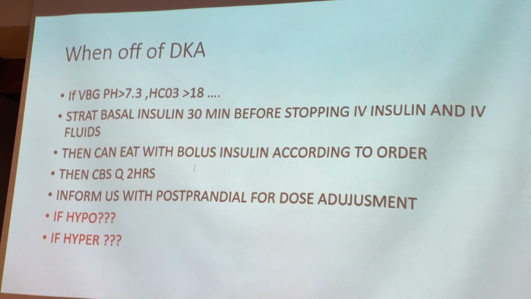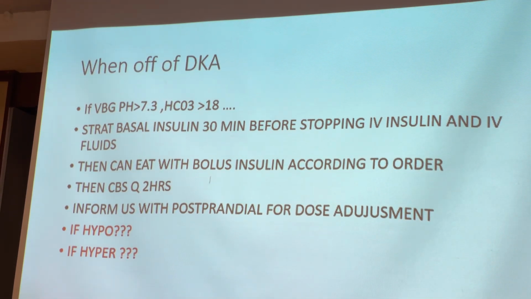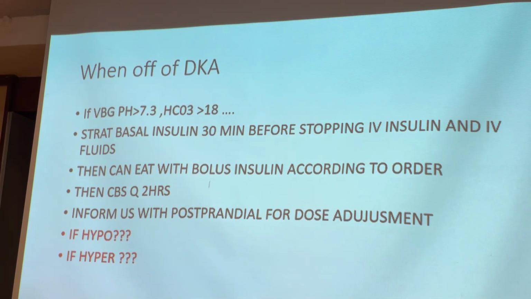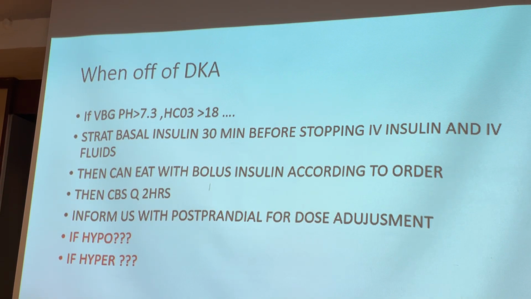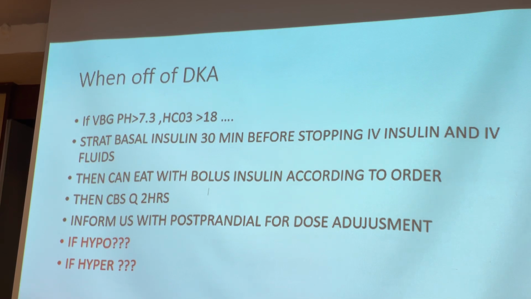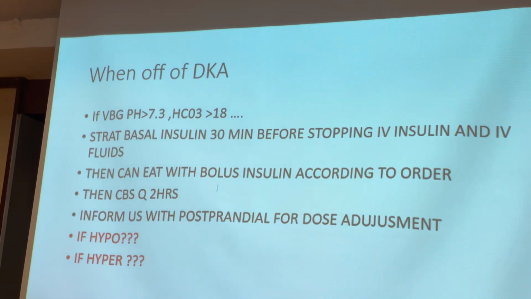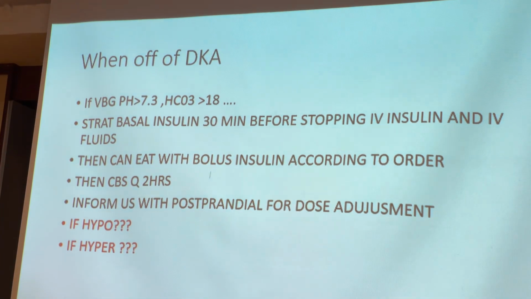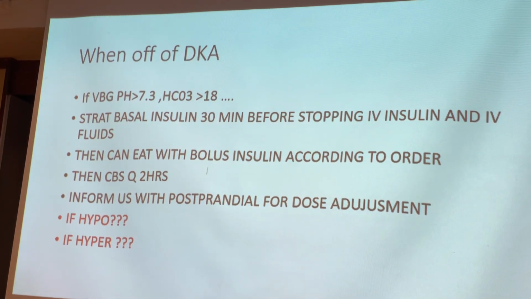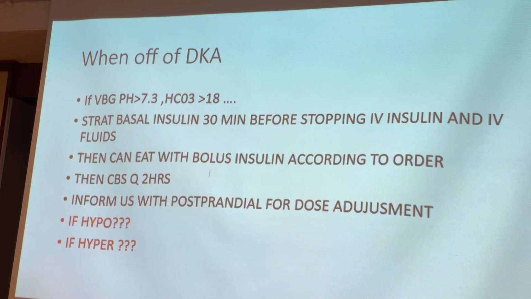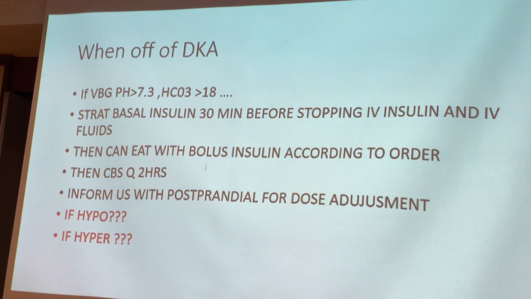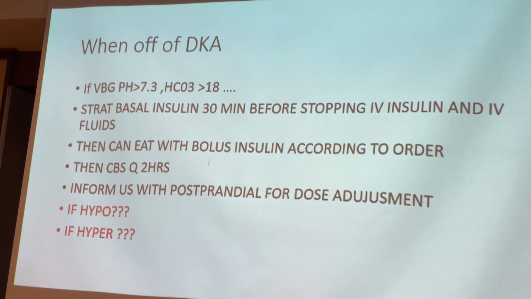Okay, doctor, we are checking CBS every hour. If the CBS is less than 70, we need to stop the insulin drip, and we can recheck after 10 minutes. We should make sure that the blood sugar is going up, and we should inform the doctor. But the first thing the nurse should do before informing the doctor, maybe the doctor is not near, he is in the clinic or wherever, is stop the insulin and then tell the doctor.